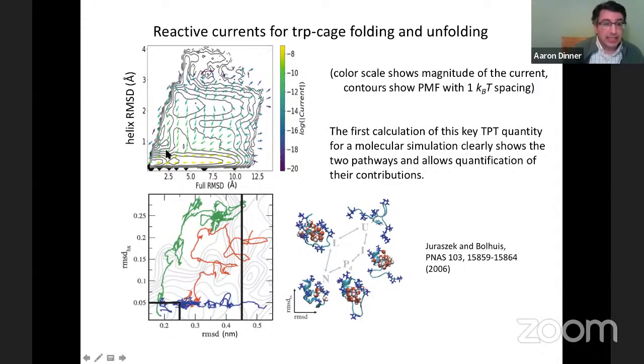You can still see, in essence, the two pathways, but now, from the color of these arrows, you can see that the one that comes down and goes along the bottom is a much more populated pathway. We can formalize that by dividing up this space and integrating in order to calculate the flux through each of the two pathways. Okay, so we can make that quantitative. Overall, what the trip cage calculations are showing us is that the procedure is working.